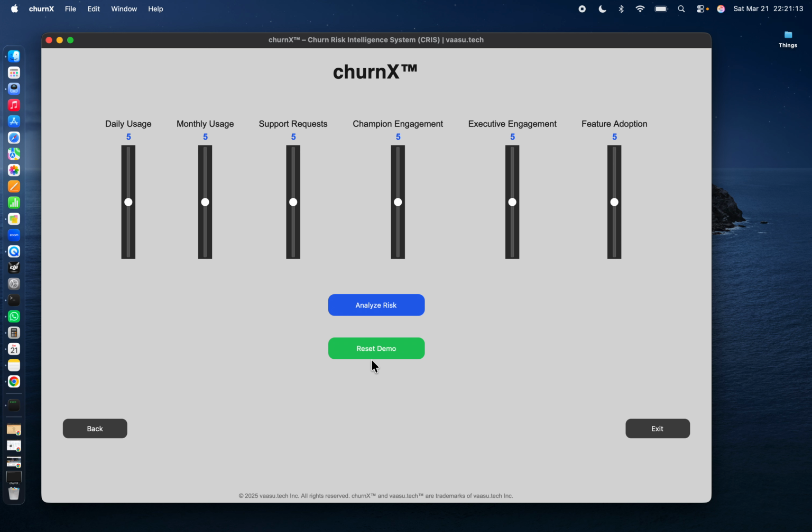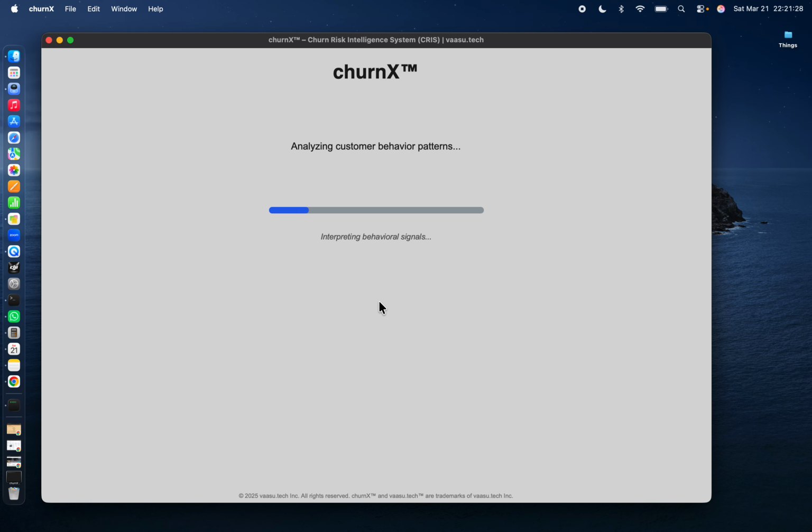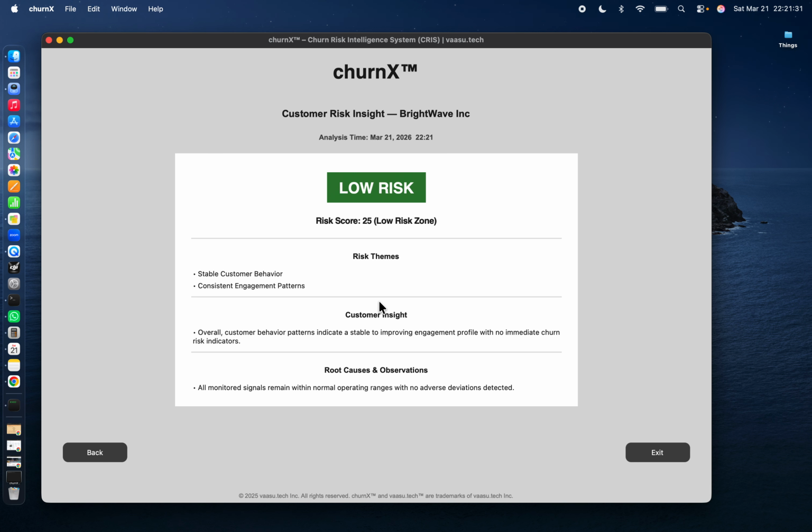Let's say we have a scenario where things are moving normally and in the last 30 days not much change has happened, rather things are stable. In such a situation, all the signals are unchanged. And if we analyze the risk, we can see churnX has correctly identified that currently this customer, Brightwave Incorporated, is at a low risk of churn. Additionally, it produces a score, risk themes, customer insights, and root cause and observations, which we will see in greater detail in other scenarios. So let's introduce subtle changes.